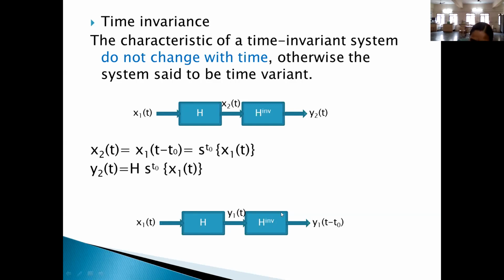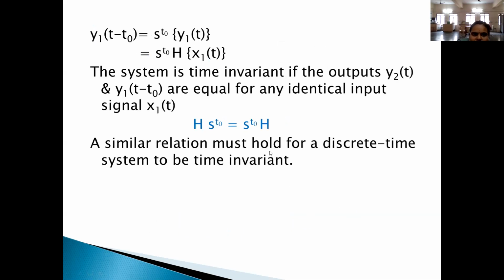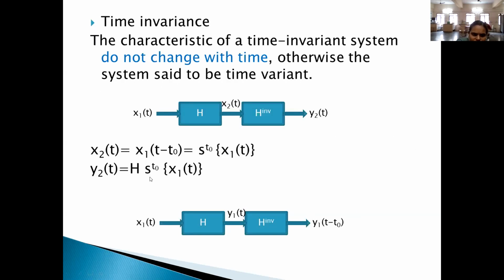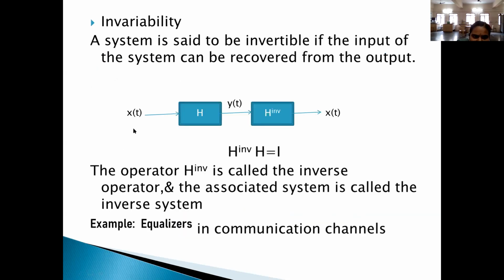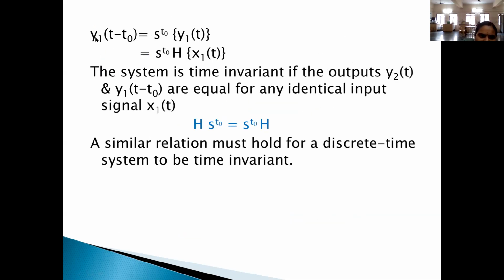Then the inverse is going to be y1 of t minus t naught. Here, for the output signal, we are doing the shift operation. y1 of t minus t naught is going to be s raised to t naught, a shift operation of y1 of t, then s raised to t naught h of x1 of t. This is how it's going.